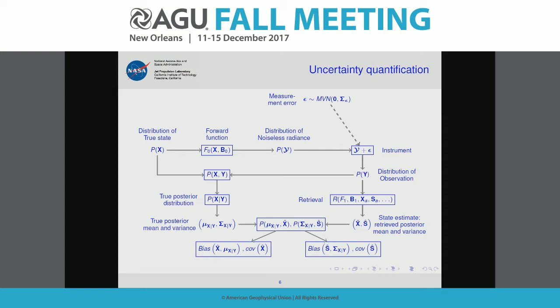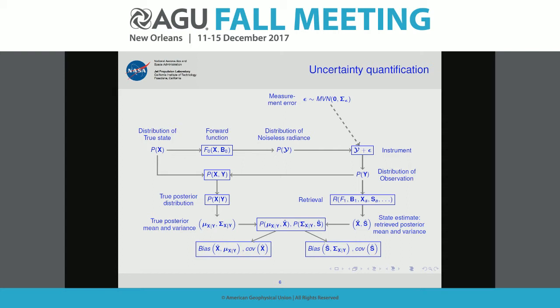But let me not get ahead of myself. Let's say, on the other side of it, as a retrieval person, I would take my ensemble of radiance vectors and put them through my retrieval algorithm. Notice that my retrieval algorithm depends on certain things. It depends on something I've called F1, which is my best guess at what F0 really is, and on B1, which is my best guess of what B0 is.